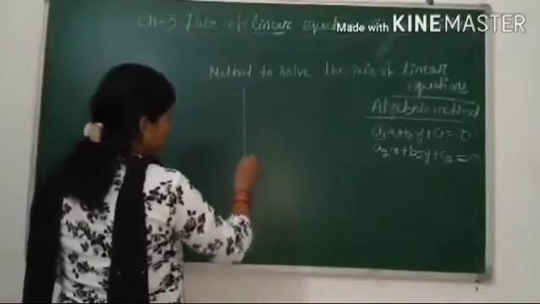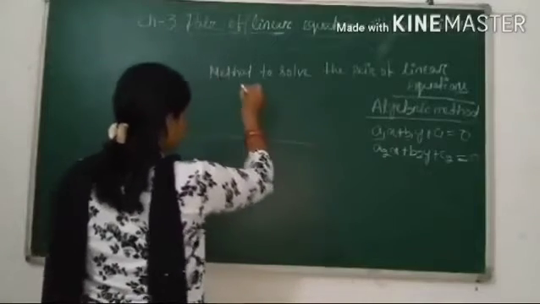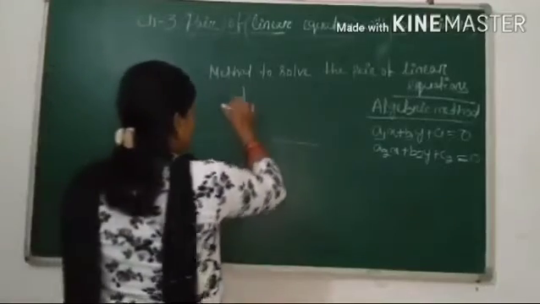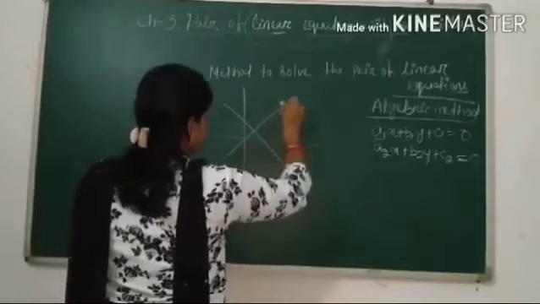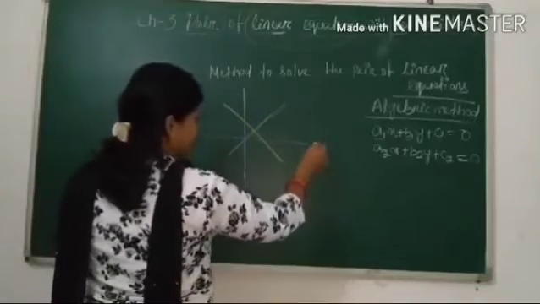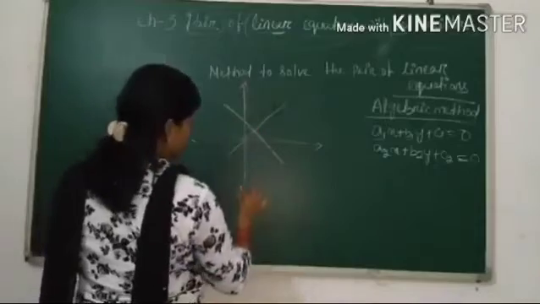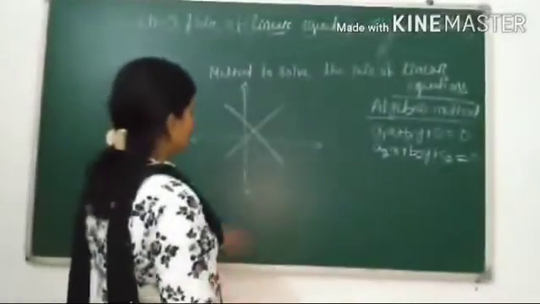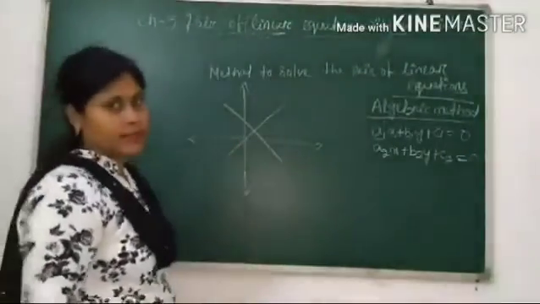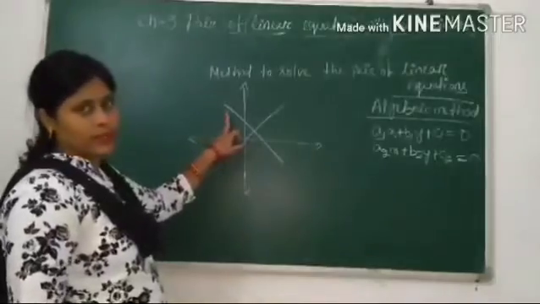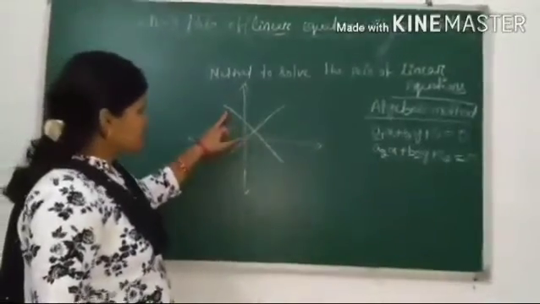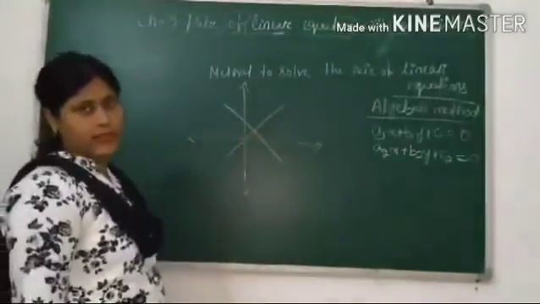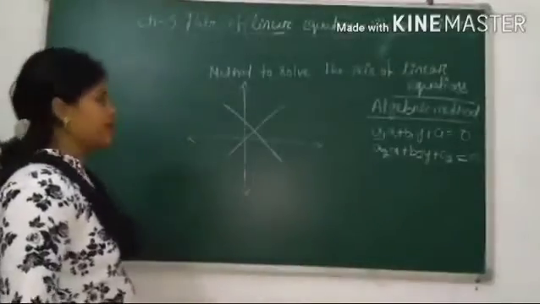If I draw a graph between these two lines, I will get a graph like this. In ninth class you have already done graphs. But in 10th class two equations are given. First of all, you have to find four solutions of the first equation, then four solutions of the second equation, then you have to represent them on the graph.